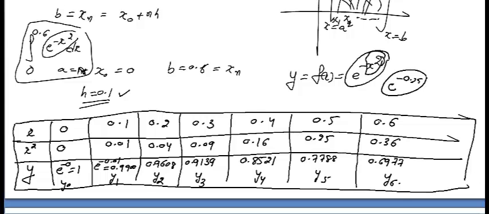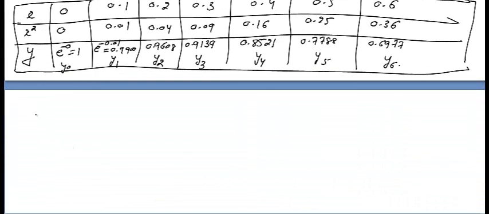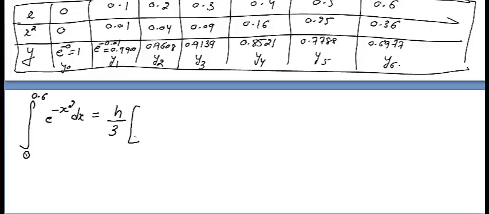So let's discuss how you will find the integration. Integration from 0 to 0.6 of e raised to power minus x square dx will be: Simpson one-third rule says that you will take h by 3. You will take here the starting and the end value. Starting is y0 and the end is y6.